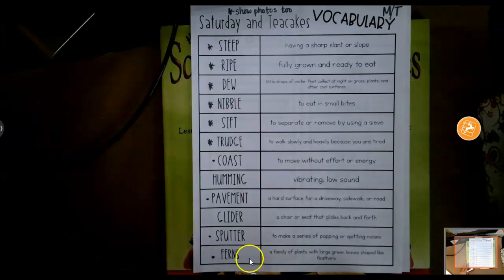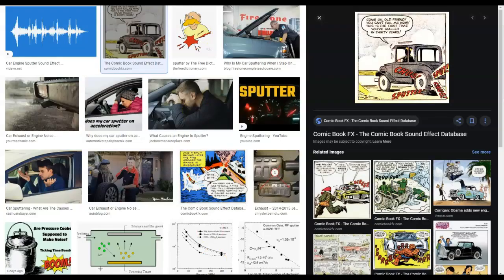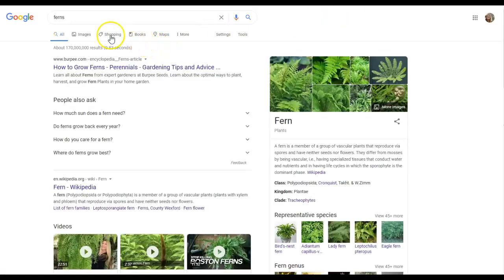Okay. Next word, ferns. Ferns is a family of plants with large green leaves shaped like feathers. And these are very popular in Texas because they're very hardy. They won't die very easily. So people like ferns here in Texas. They're actually very pretty too.